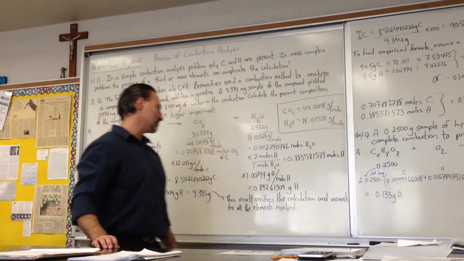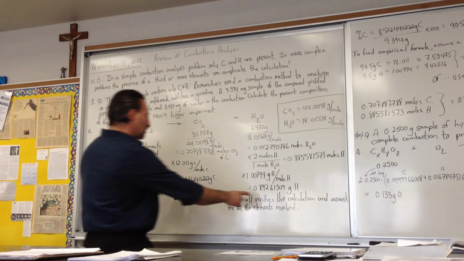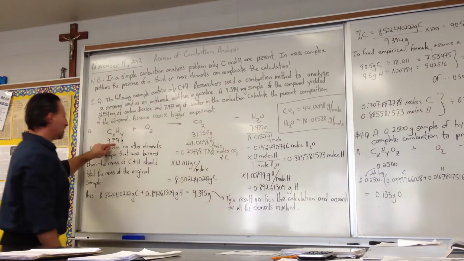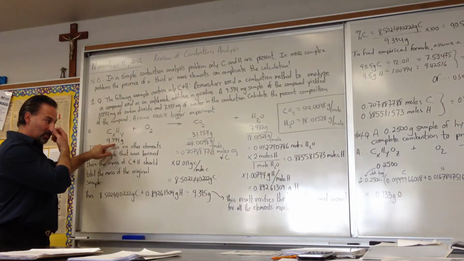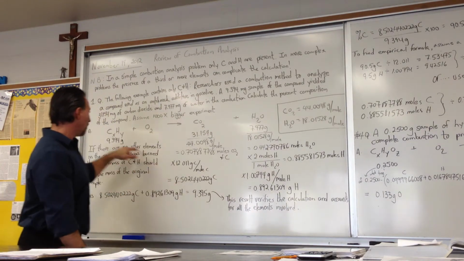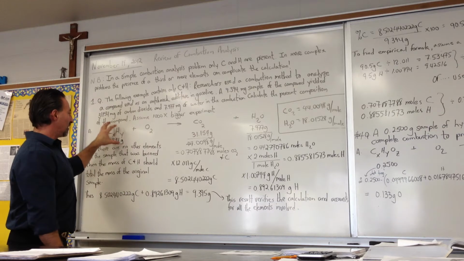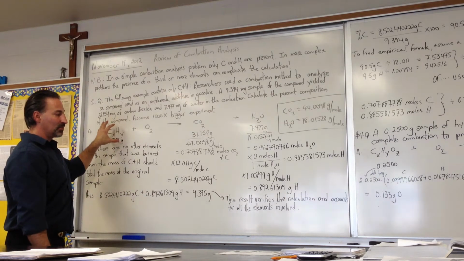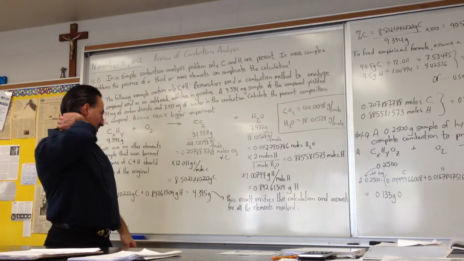to give 0.89 grams of hydrogen. When we add these two numbers together, we should get the sample weight if there's no other elements present. And that's exactly what happens. We added these two numbers, we got 9.395, which corroborates the original sample weight, which tells us there are no other elements present.